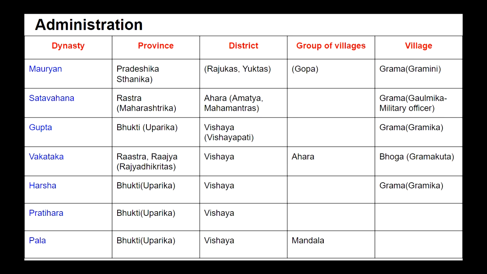Then Harsa time period. In the Harsa time period, provinces were known as Bhukti. Bhukti was under the control of Uparika, then Visay, and then Gram under the control of Gramika. During the Harsa time period, the administration was the same as the Gupta time period. Then Pratihara rulers. During the Pratihara rulers, the administration was the same as the Gupta time period: Bhukti, Visay, and Gram. Then Pala time period. At that time, we found three important divisions. Bhukti controlled by Uparika, Visay, and then Mandala. Mandala was a group of villages, and then Gram.